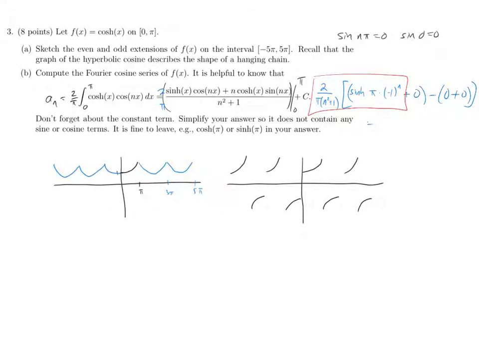Now a naught is 2 over pi, integral from 0 to pi, of cosh of x dx. And remember, cosh and sinh are derivatives of each other, so therefore they're integrals of each other.